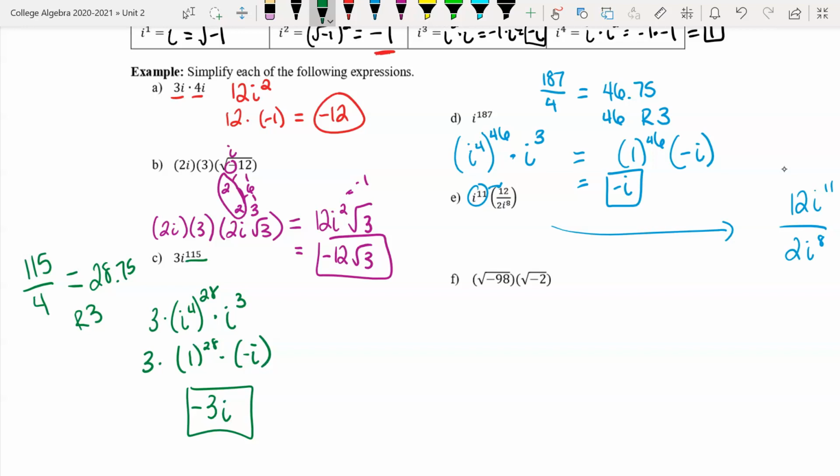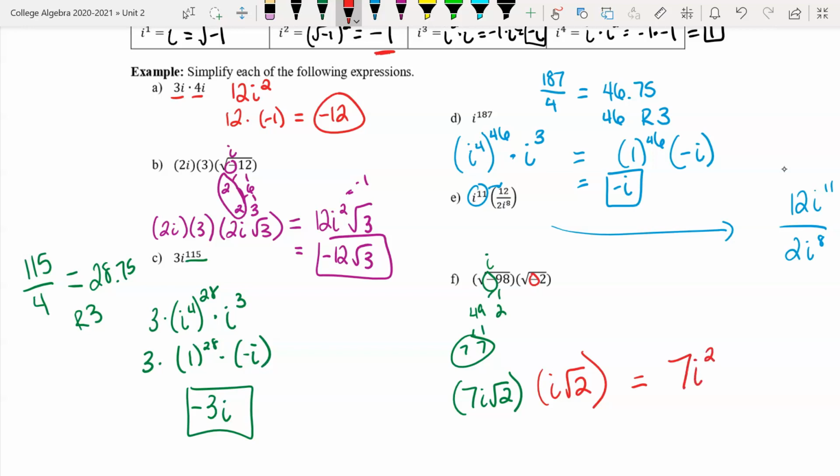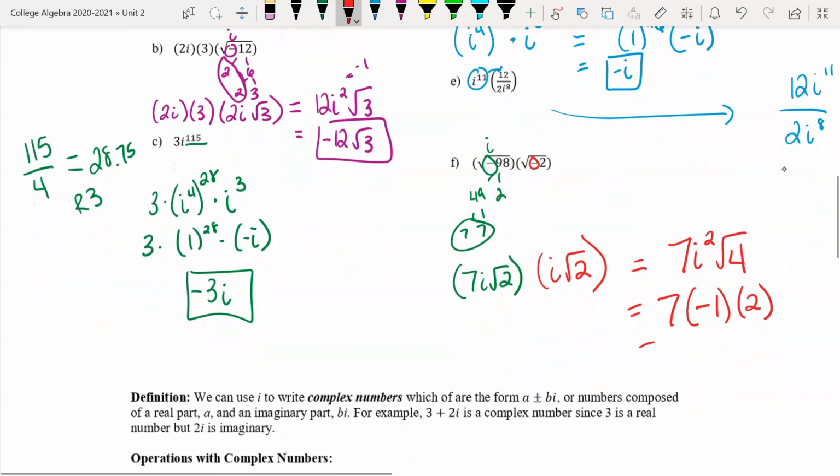Last one, square roots. Again, what I would do is simplify the square roots first. So if you break this down, you can do 49 and 2, which would be 7 and 7. Don't forget the negative, so that becomes 7i square root of 2. This one, all I can do is the i, so I'm multiplying by i square root of 2. When you do that, you get 7i squared square root of 4, because I can multiply what's inside the square roots, which becomes 7 times negative 1 times 2, which is just negative 14.